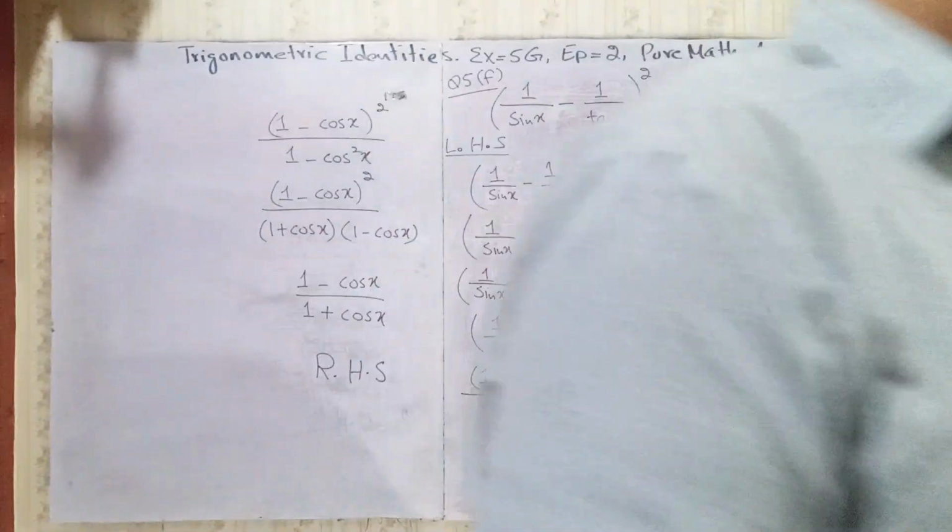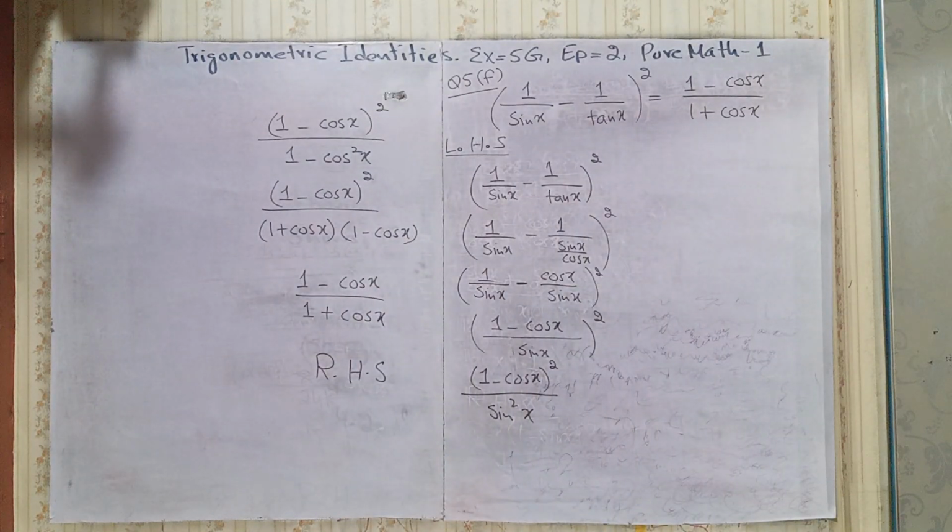So my dear students, this is how you will show question number 5 and F part is done. This is how in the F part of question number 5 you will prove that the left hand side is equal to the right hand side. We are working on exercise 5G. This is our second episode on this exercise.